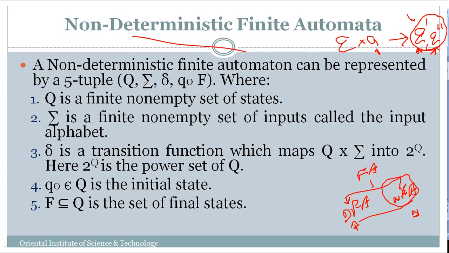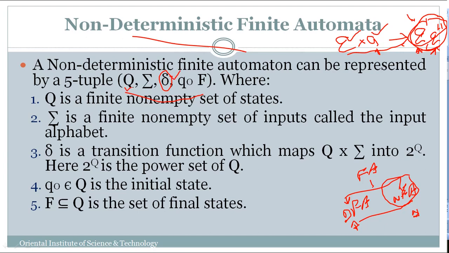Again, if we are defining the non-deterministic finite automata, we have the same definition. The only difference is in the mapping function. Why is there a difference? Because on a particular state, on a particular input, we can reach multiple states. That's why delta is very important. All other things are the same.